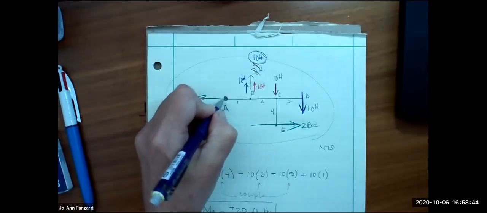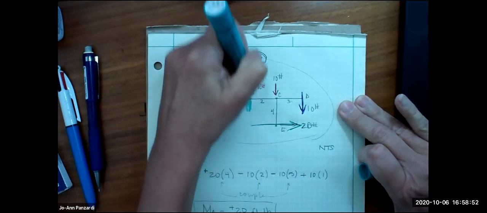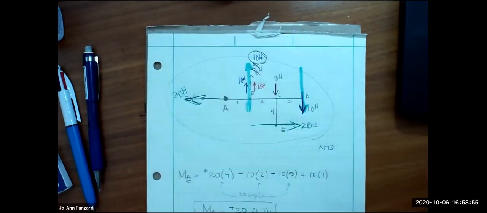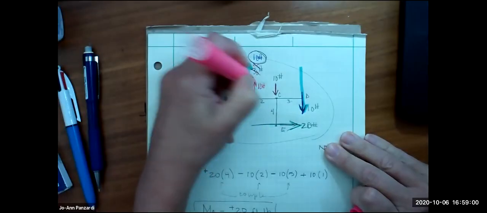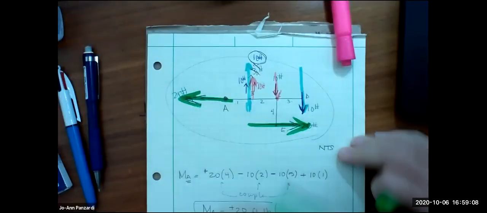Can I ask a question? Yeah, of course. So for the moment around the blue 10, wouldn't the distance from point A be 6? Not 5? Here's point A. Oh, wait, the blue one? Yeah. Remember that we're doing couples, right? So here's the blue 10, and here's the blue 10. Oh, okay. Here's the red 10, or pink 10, and the red 10. And here is the green 20 and the green 20.